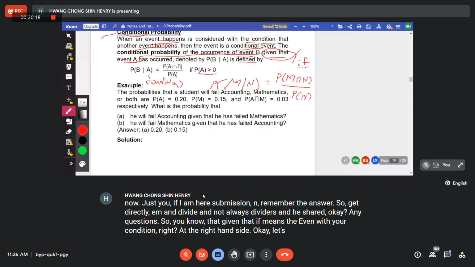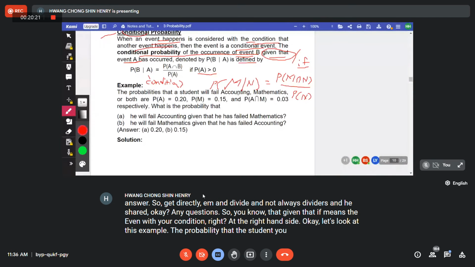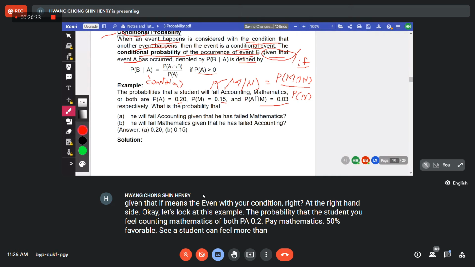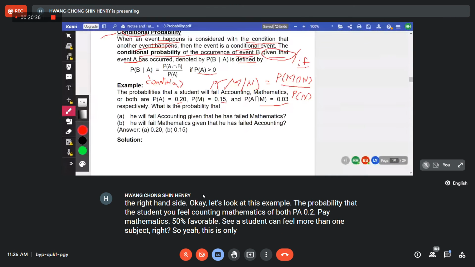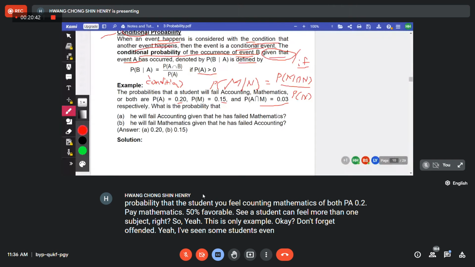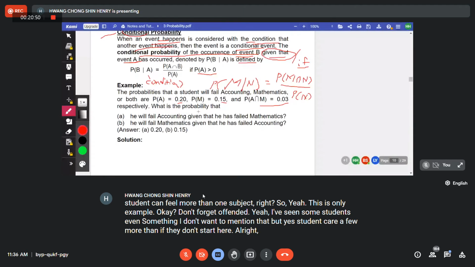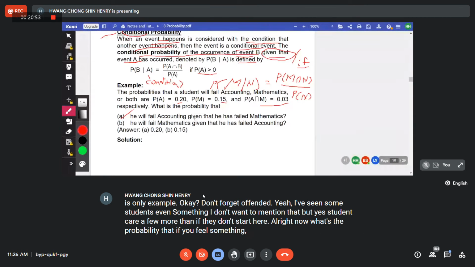Okay, let's look at this example. The probability that the student will fail accounting is P(A) 0.2, fail mathematics 50%, fail both 0.03. A student can fail more than one subject, right? Sorry, this is only an example. Don't get offended. I've seen some students can fail more than one subject if they don't study. All right. Now, what's the probability that he will fail accounting, given that, what's the word here? Which one is your condition?